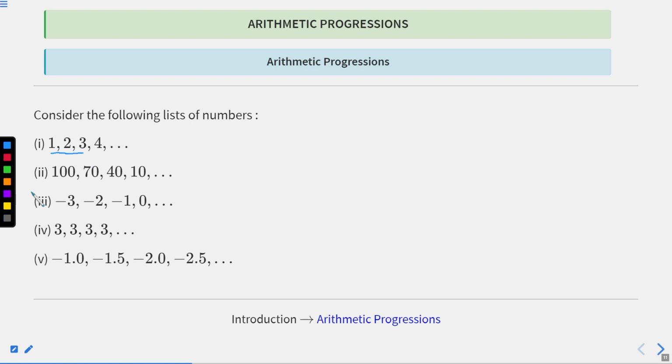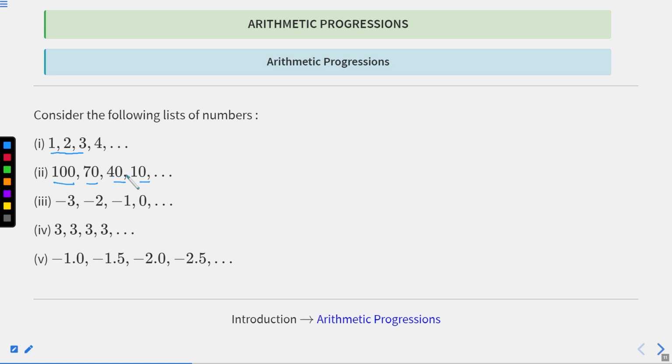Second, we have 100, then 70, then 40, then 10, and so on. Here you can observe that we added minus 30 to the preceding term and we get the succeeding term. You can see 70 is obtained by adding minus 30 to 100, and the third term 40 is obtained by adding minus 30 to the second term 70, and so on.